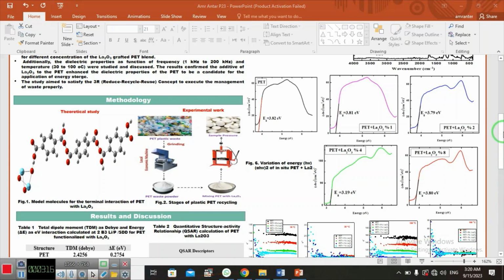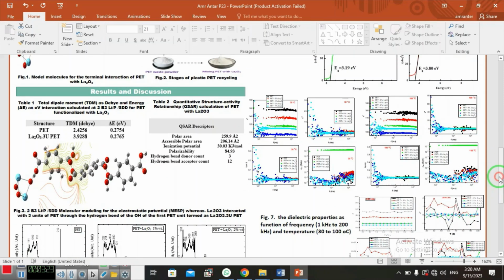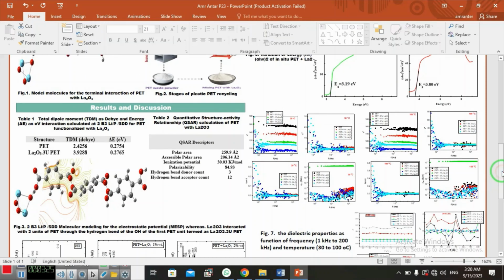Table 1 confirms that the electronic characteristics of PET change due to functionalization. TDM changed to 3.9288 Debye for PET functionalized with La2O3. Considering the TDM of base PET, it is clear that the groups increase the PET reactivity as TDM increases. On the other hand, the band gap energy for the terminal interaction increased and changed to 0.2765 eV for PET functionalized with La2O3.